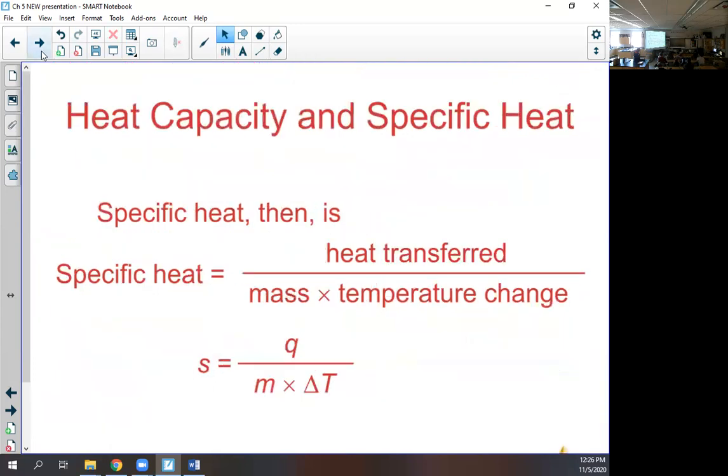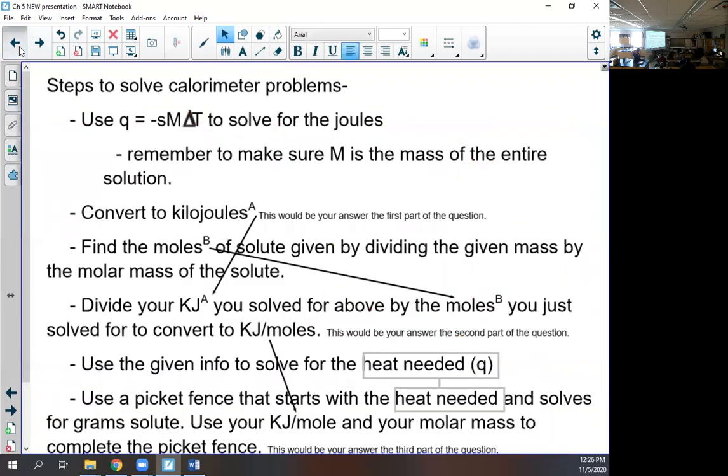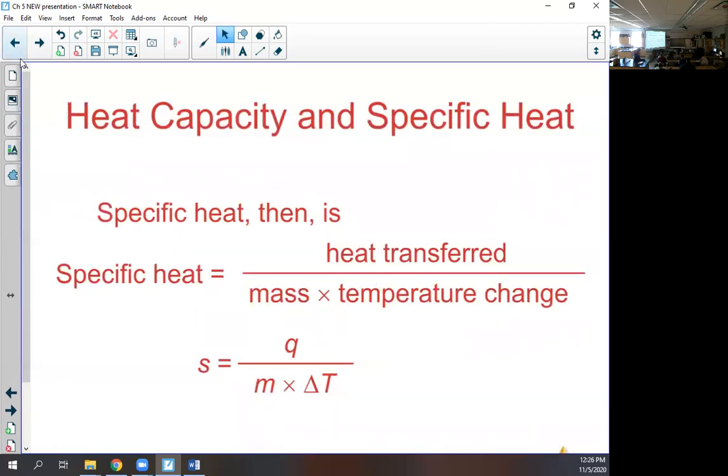So what we absolutely need to know is this. And you're going to actually write this in a whole different way, but just kind of go with me. So specific heat then is heat transfer divided by mass times temperature change, or S equals Q over m delta T. Now, hold on, I'll come back to that. If you want to write that down, you can. We're going to see it in 3 more slides in the way that we use it more often.